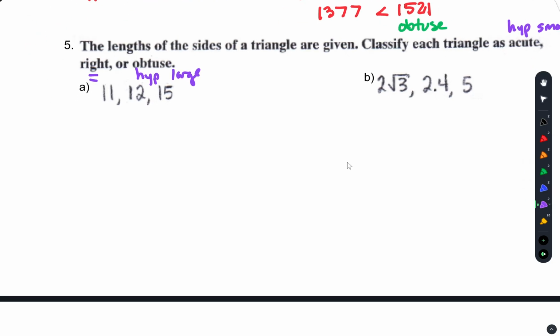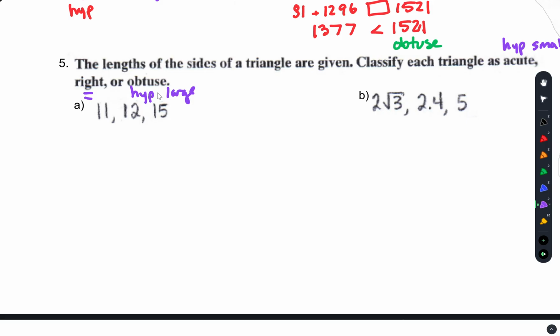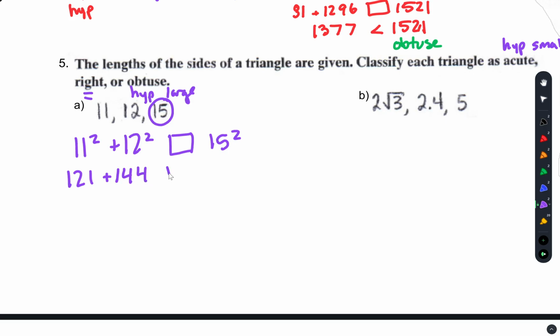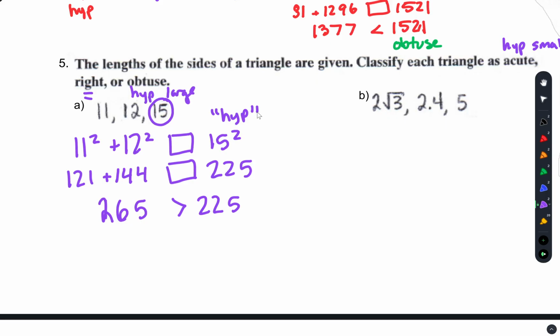So we're going to set up these equations with just a blank in the middle because I don't know what sign I'm going to put in there. We're going to make sure that we put our hypotenuse in the right spot. The hypotenuse is always the longest side. So this should look like 11 squared plus 12 squared, a blank, and 15 squared. 121 plus 144 is 265, which is greater than 225. 15 was my so-called hypotenuse. And because that's smaller than 265, we're going to call this acute.